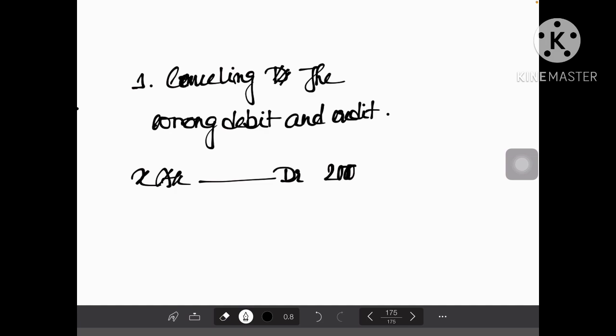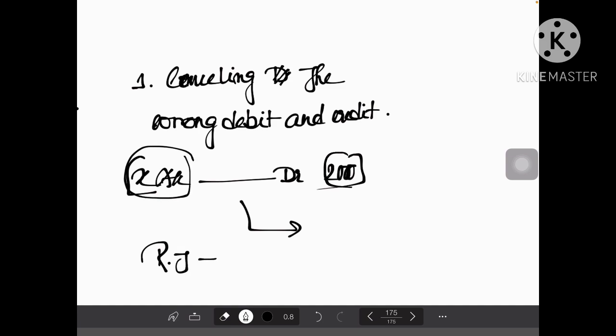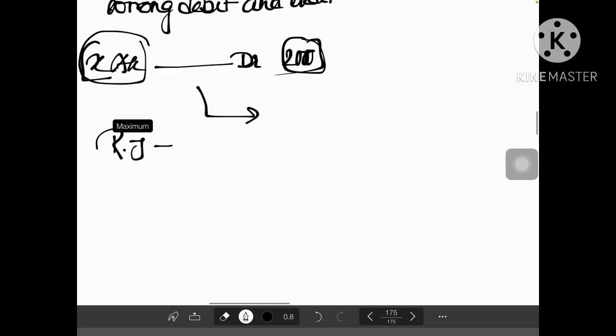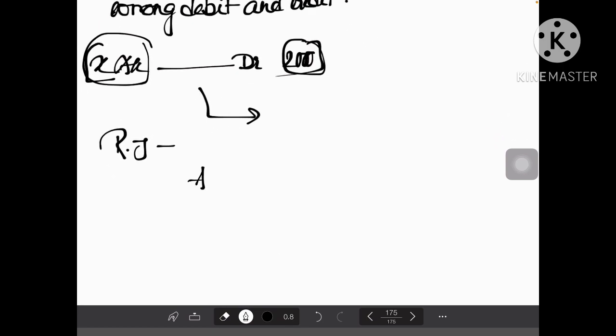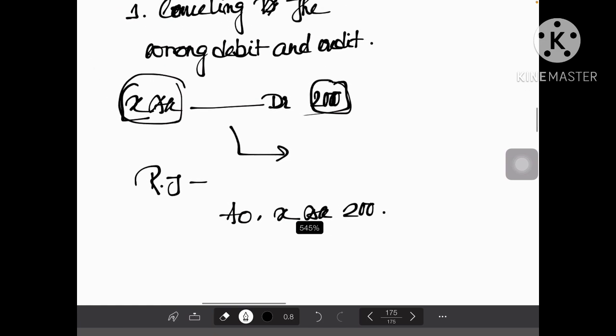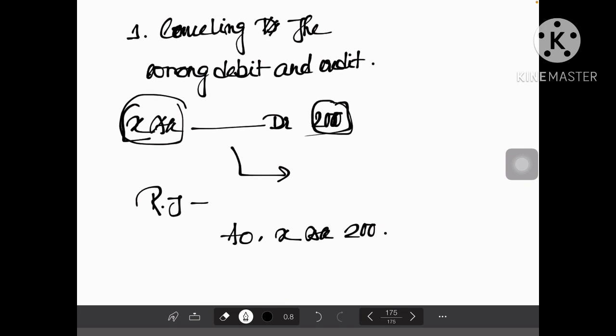In a very simple way you can rectify it. You have written X account on the debit side. If you want to rectify this, you have to write that X account on the credit side. That means in the rectification journal, you have to write this particular X account with this amount, 200 rupees, on the credit side instead of the debit side. It will be "to X account, 200 rupees." This is point number 1. Listen, my friend, point number 1 is cancellation of the wrong debit and credit.